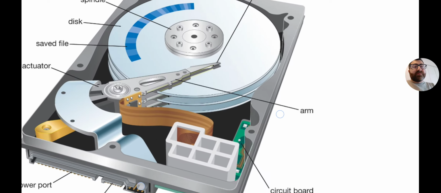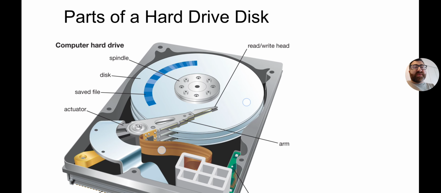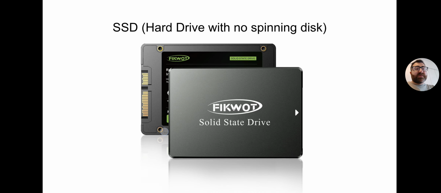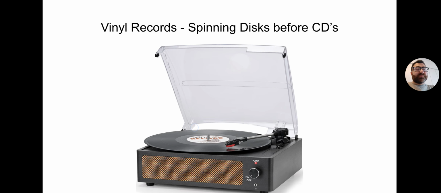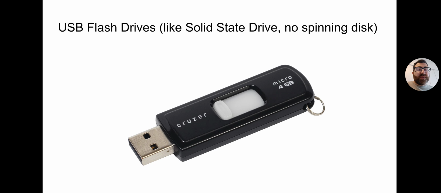Whereas a USB flash drive has no spinning disk, but it also stores memory in a way that survives turning the computer on and off. Again, remember RAM, when you turn the computer off, the RAM gets wiped. When you turn the computer off, this doesn't get wiped. Same thing with this. And CDs as well. Okay.